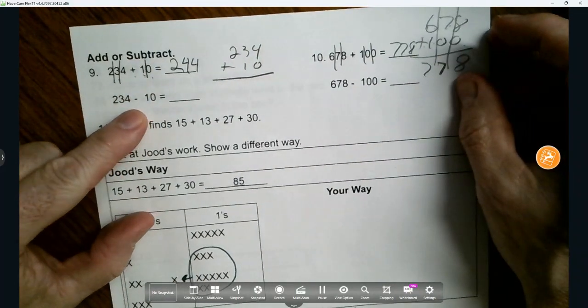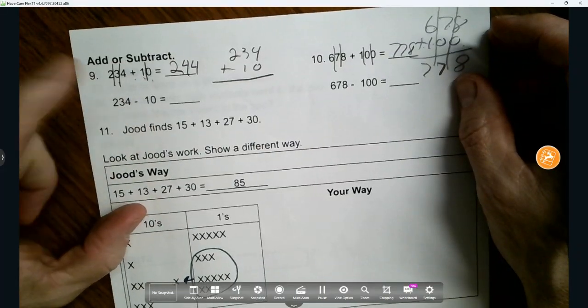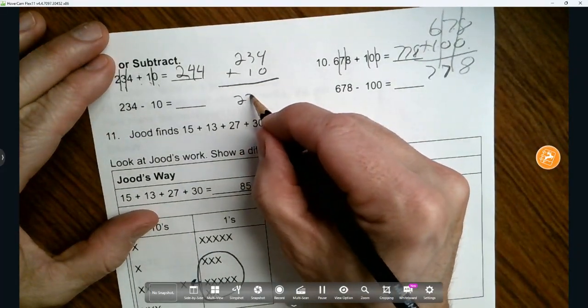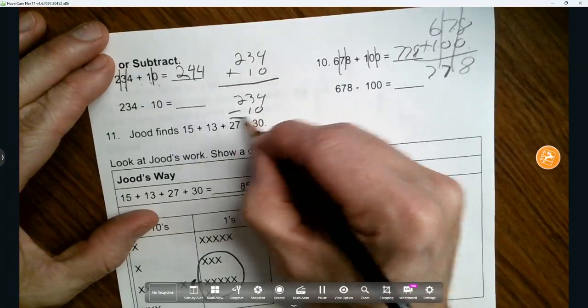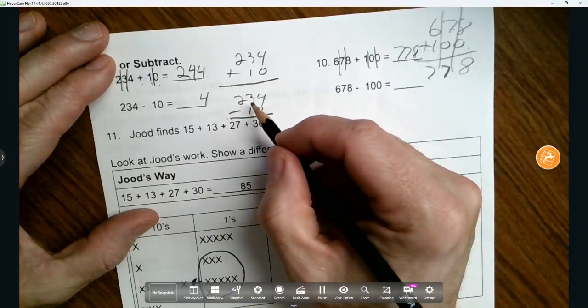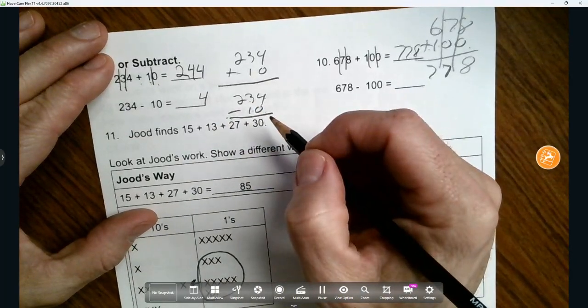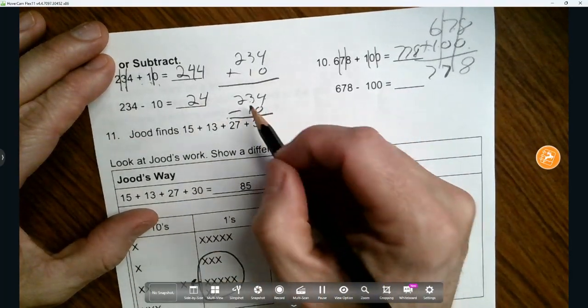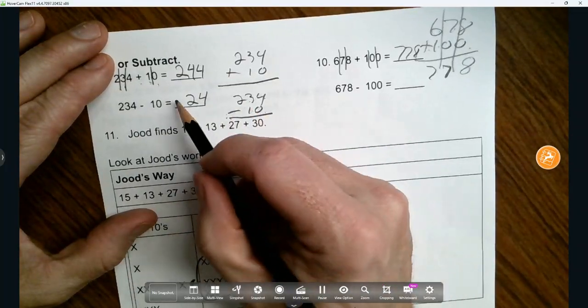Over here, we're subtracting 10. Subtract 10. So you have 2, 3, 4, minus 1, 0. What is 4 minus 0? 4. What is 3 minus 1? You have 3, you take 1 away. What do you have left? 2. And 2 minus 0. 2.